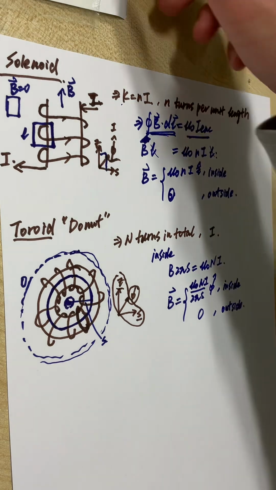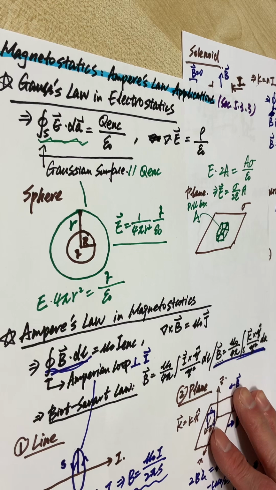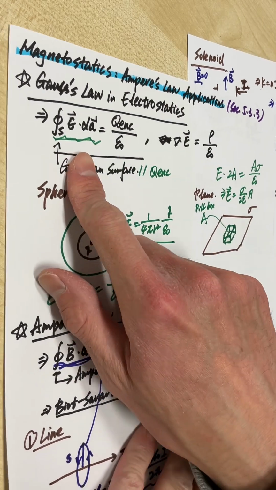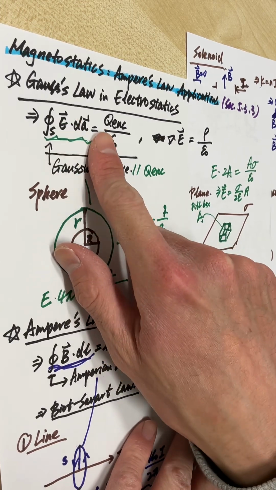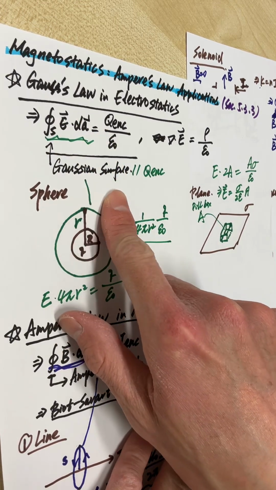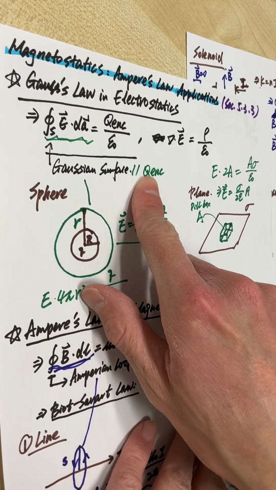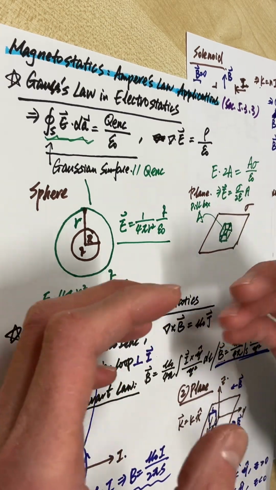So in summary, the most important thing here is when we calculate the electric field based on Gauss's law, we need to find a Gaussian surface. Where do we find it? The Gaussian surface should be parallel to the surface of the uniformly charged material.